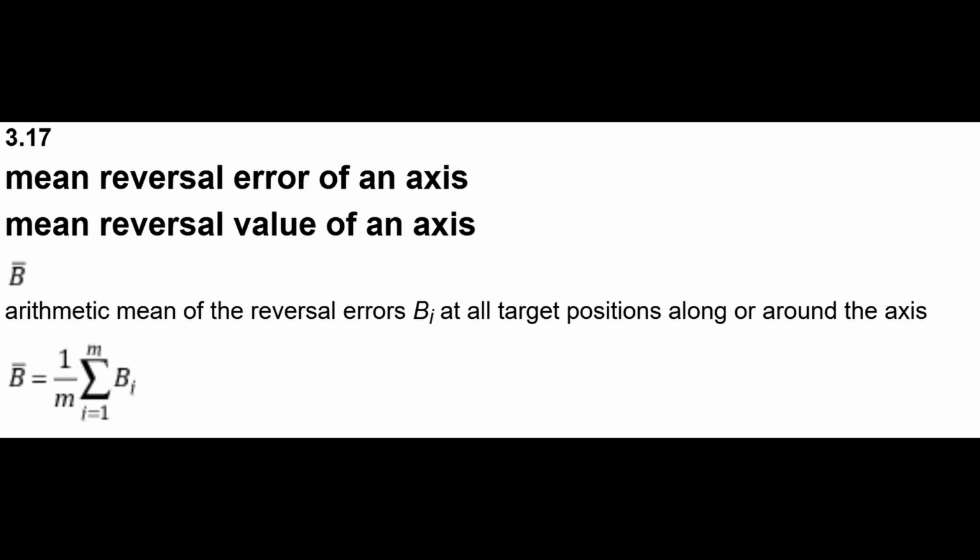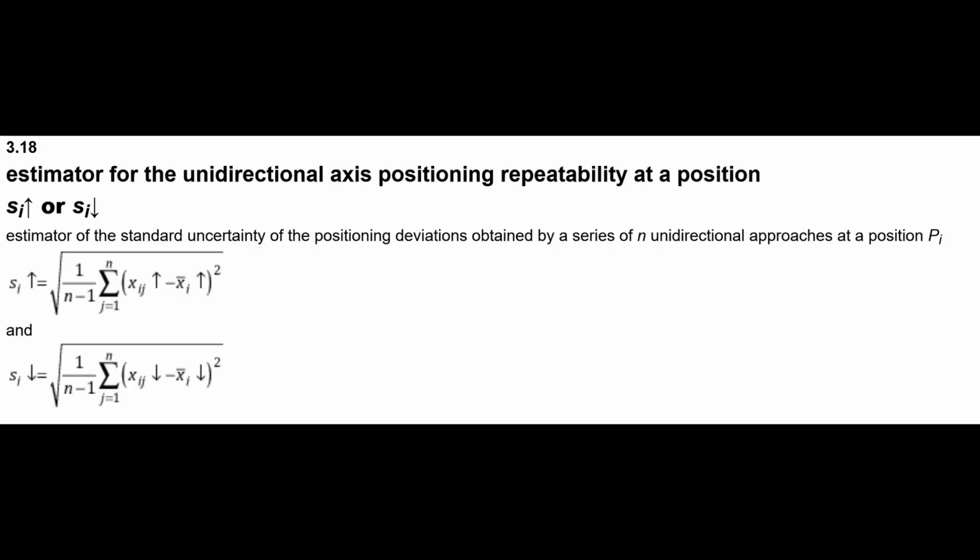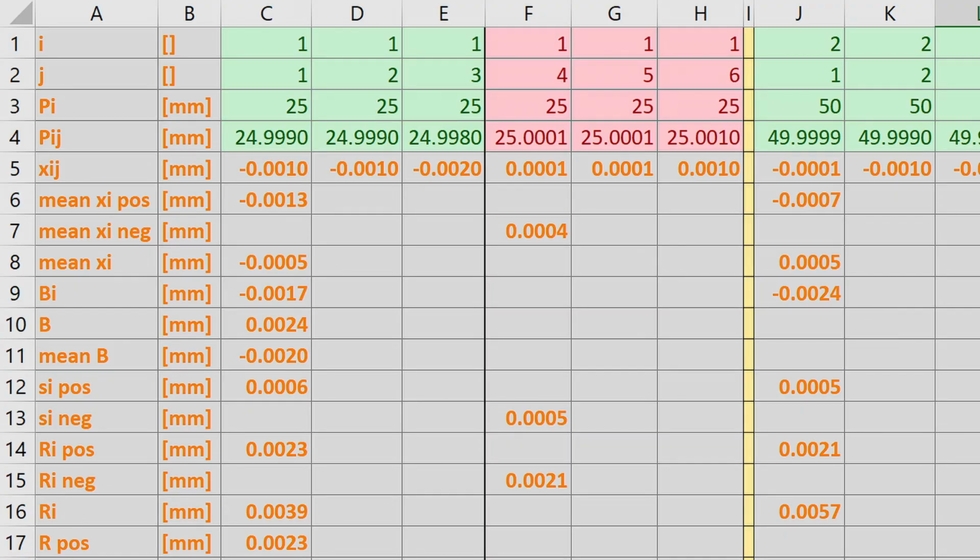And now we finally get to our standard deviation at point 3.18, described as the estimator for the unidirectional axis positioning repeatability at a position, which is a mouthful. It tells us how far the deviations are spread out from their mean. Since it's a unidirectional estimator, it has to be calculated for both positive and negative approach directions.